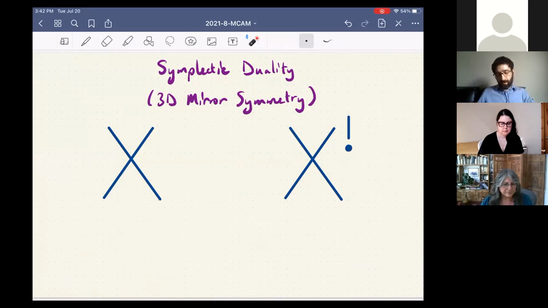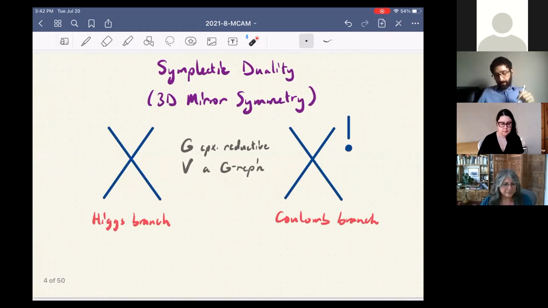We'll call these two spaces in the duality X and X with an exclamation mark. I'll call it X mark for lack of better expression. These are typically referred to as the Higgs branch and the Coulomb branch, terminology that you have probably all heard, even if you're not quite familiar with what they mean.